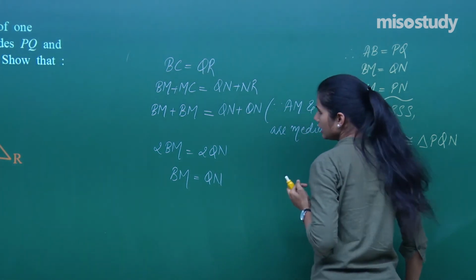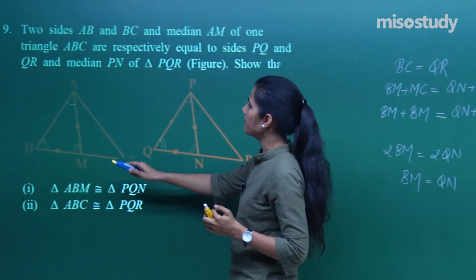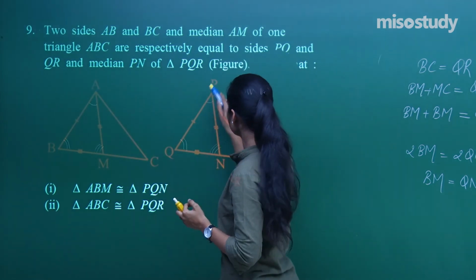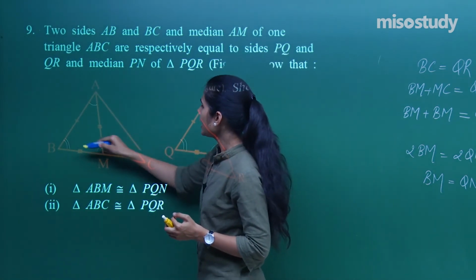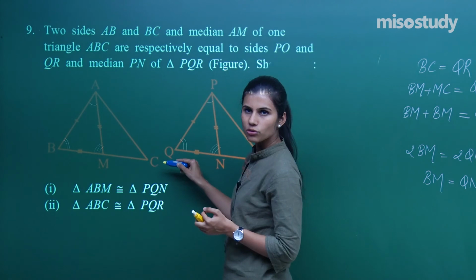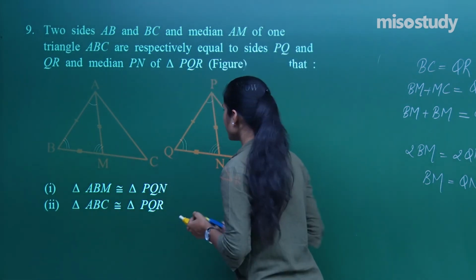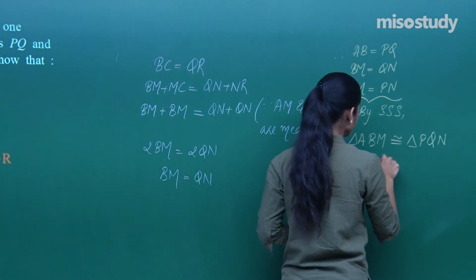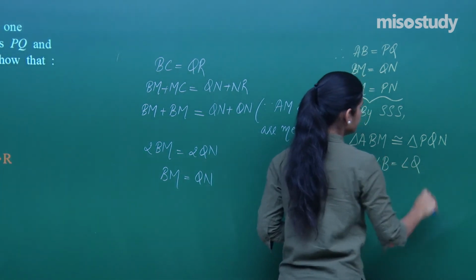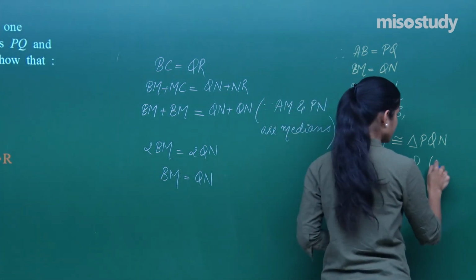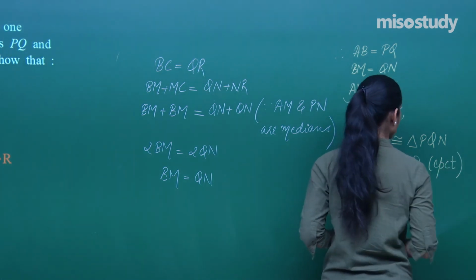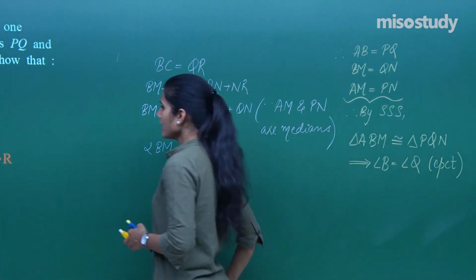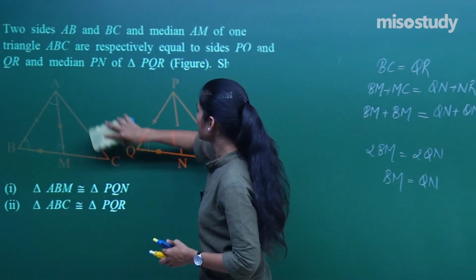I will have angle BAM equal to angle QPN. I will have angle AMB equal to angle PNQ, and I will have angle at B is same as angle at Q. Majorly I need this by CPCT. The moment I have these two angles are same, let me rub this because I don't need this.